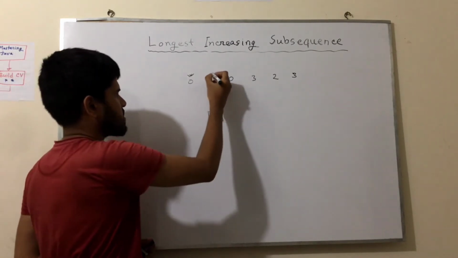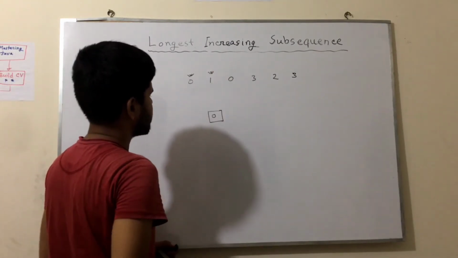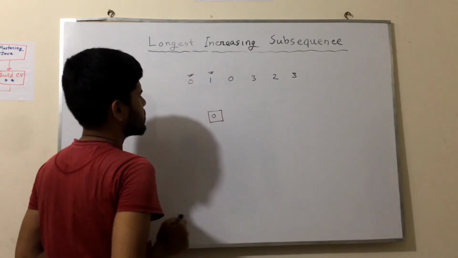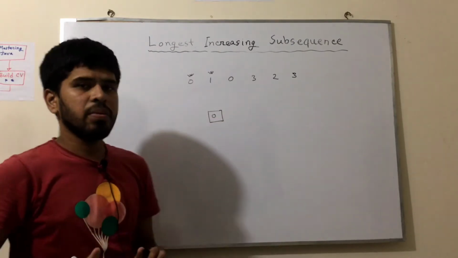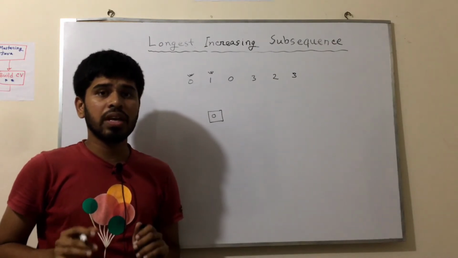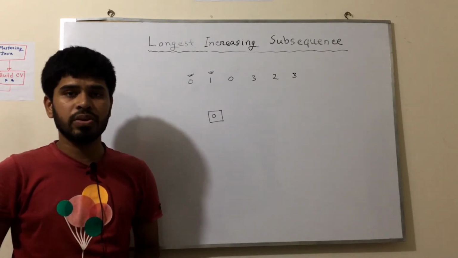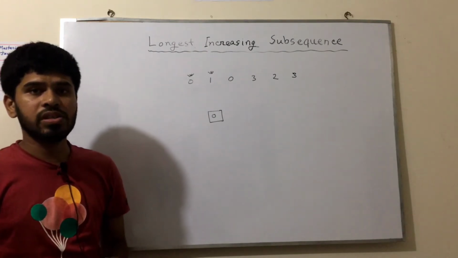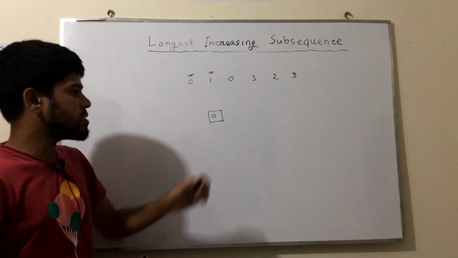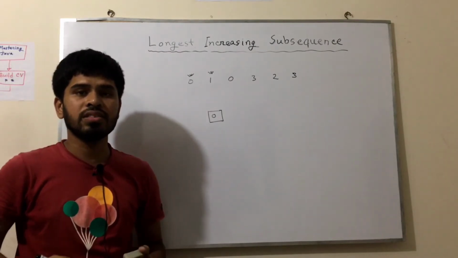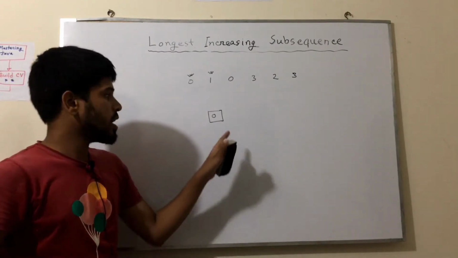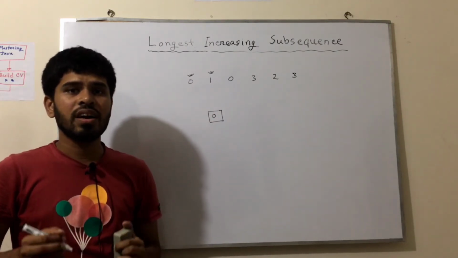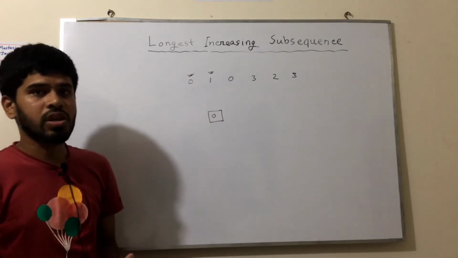Now let's move to the next element. That is 1. We see 1 is greater than the last element, which is 0. Remember that we will keep track of the length of the longest increasing subsequence. We will not keep track of the subsequence itself. The length of our list is the length of the longest increasing subsequence.